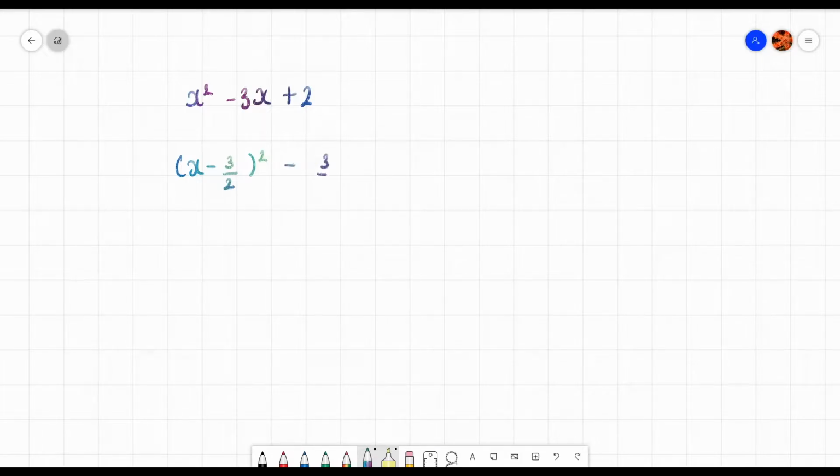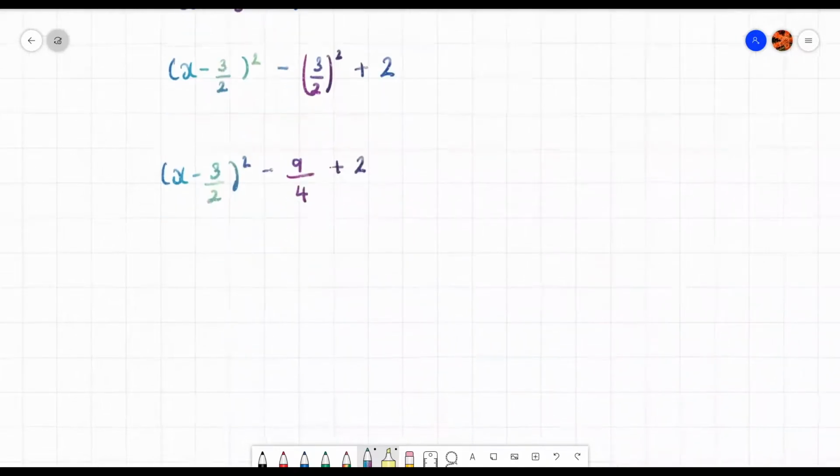Subtract, well, 3 over 2 squared. I'm just going to put it in brackets, okay, because it's a fraction. I'm bringing the number at the end down. So I've got x minus 3 over 2 all squared minus, well, what's 3 over 2 squared? That's quite easy to work out because I just square the top number and the bottom number. So 3 squared is 9 and 2 squared is 4, plus 2. So again, I've got x minus 3 over 2 all squared. Now I've got to sort this out. I've got to do minus 9/4 add 2.